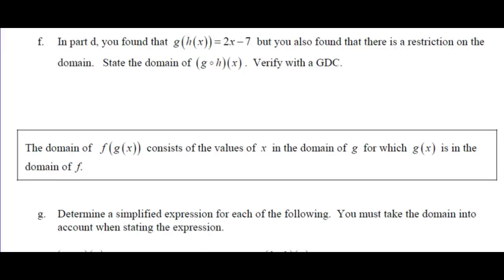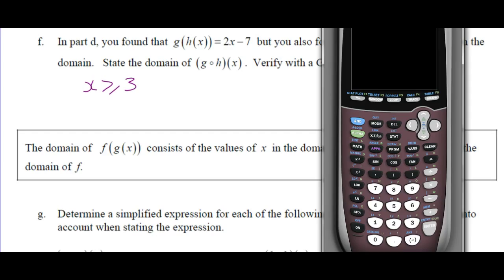So in part D, you found that g of h of x was 2x minus 7, but you also found there's a restriction on the domain. State the domain of g of h of x. Verify with the graphing calculator. Okay, so g of h of x, what's a valid domain for that? So we know g can take anything, right? So then what's our restriction? It's just the restriction on h of x, right? It's the x values that are allowable for h, which is x is greater than or equal to 3. Okay, let's try that with the graphing calculator.